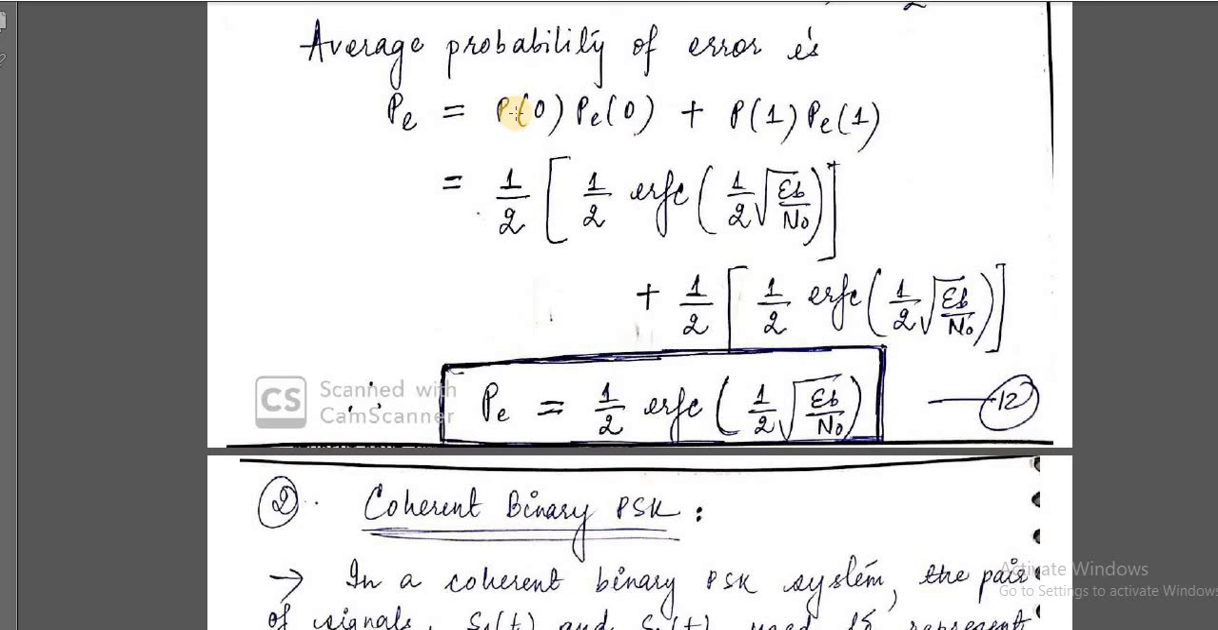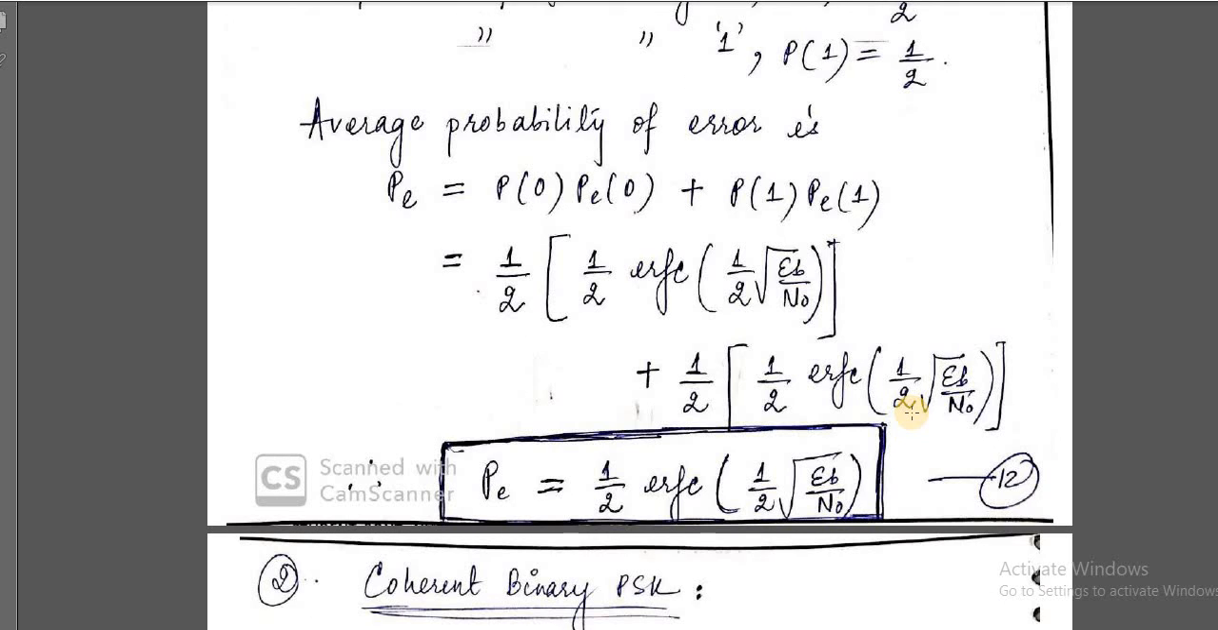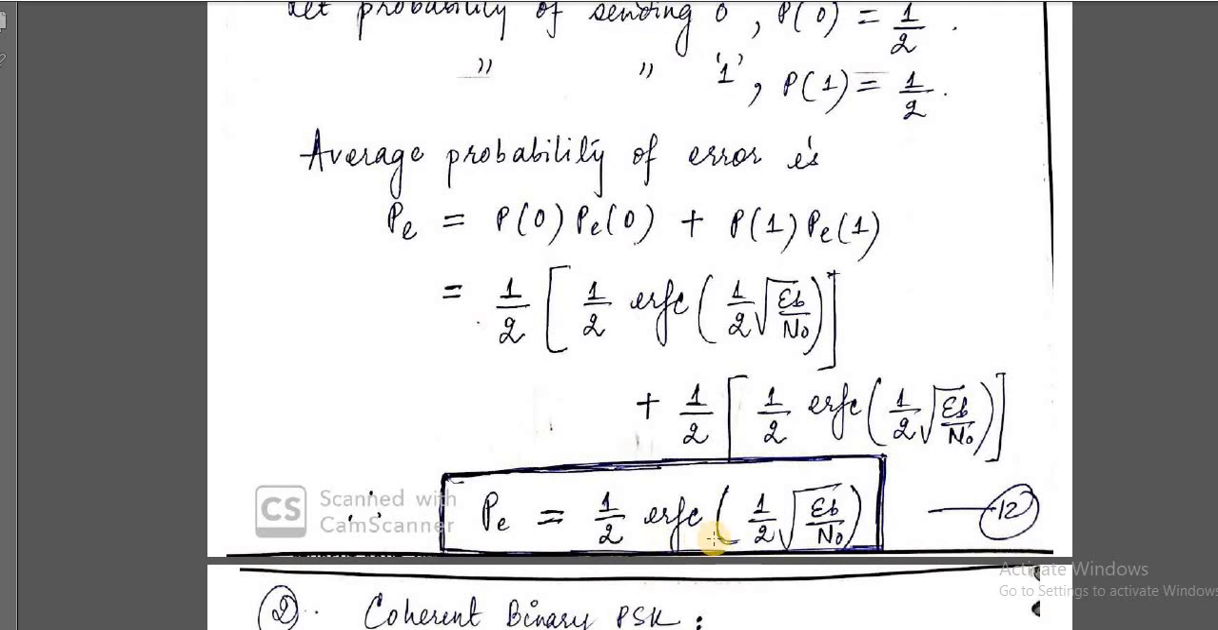So we are going to substitute 1 by 2 multiplied by this, which was obtained earlier in the previous step, plus 1 by 2, so 2 times. So finally the expression of the probability of error for ASK is Pe equal to 1 by 2 ERFC of 1 by 2 root of Eb by N naught. So this is the final probability of error expression for the amplitude shift keying technique.